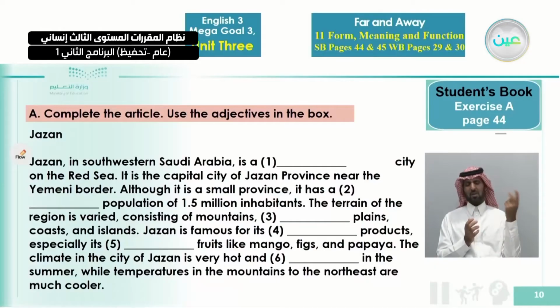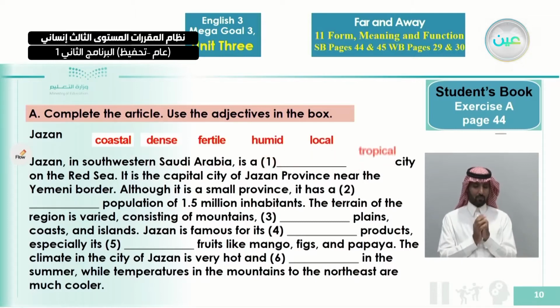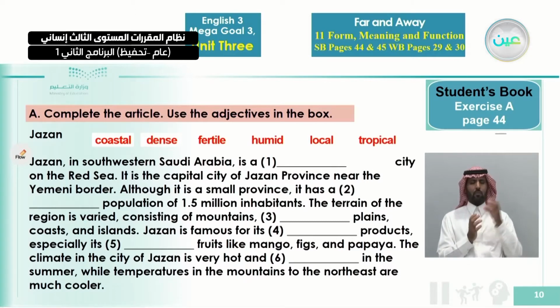Okay, let's start with the first sentence here. Jazan is in southwestern Saudi Arabia. It is a, we need to put an adjective here, city on the Red Sea. You will find it in your book on page 44, and this was a model answer. Sorry, I forgot to review the words that you need to fill in the spaces. Let's review them together: coastal, dense, fertile, humid, local, and tropical.